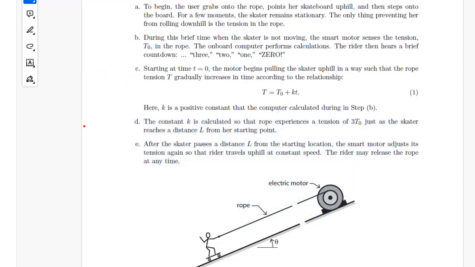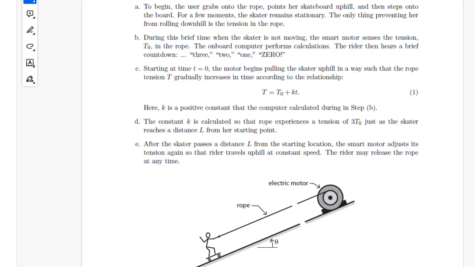So what we want to do as engineers is choose a value of K so that after traveling a distance L, the rider experiences a total tension of 3 times the initial tension, right? T0 is the amount of tension that held the rider in place. And at that instant, when it reaches that distance L, the tension will be adjusted again so that the rider travels uphill at a constant speed. So that's how we are designing this tow system, right? With those goals in mind.